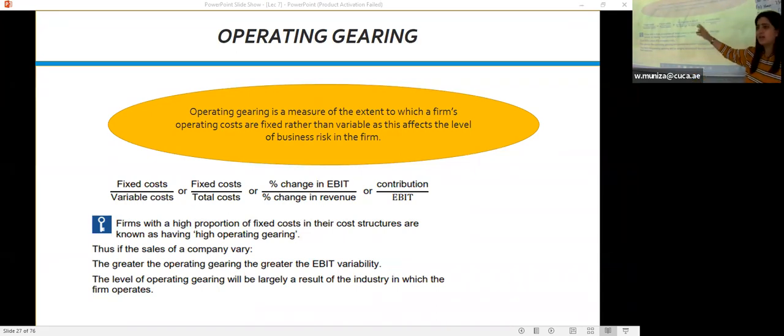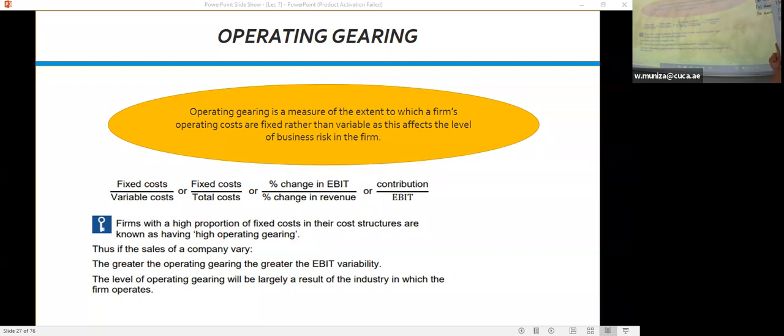So that is why they say the ratio of the fixed cost to the variable cost, or the ratio of the fixed cost to the total cost, or changes in earning before interest and tax to the changes in revenue, or contribution divided by earning before interest and tax. What is contribution? As every one of us does know, that is sales revenue minus variable cost. So it is also going to tell us the ratio of fixed cost in the overall operational activities of the organization. They say firms with a higher proportion of fixed costs in their cost structures are known as high operating gearing.